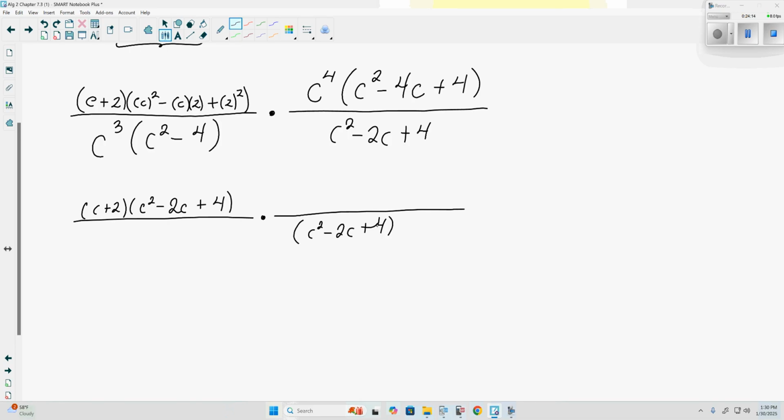Now, I've already said, and it is true, that c squared minus 2c plus 4 is not going to factor. The quadratic part of a sum or difference of two cubes does not factor. But even if it did, those two are already the same, yes? Same exact thing. So even if they did factor, their factors would also be the same, yes? So they would simplify out anyways. There's not a whole lot of reason to simplify them, even if they were.